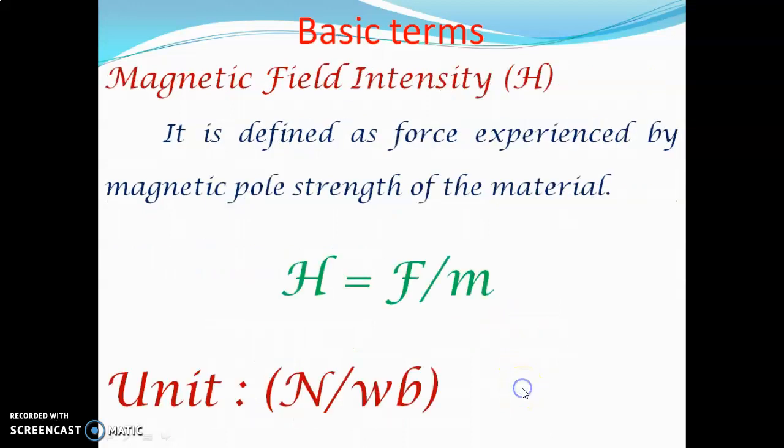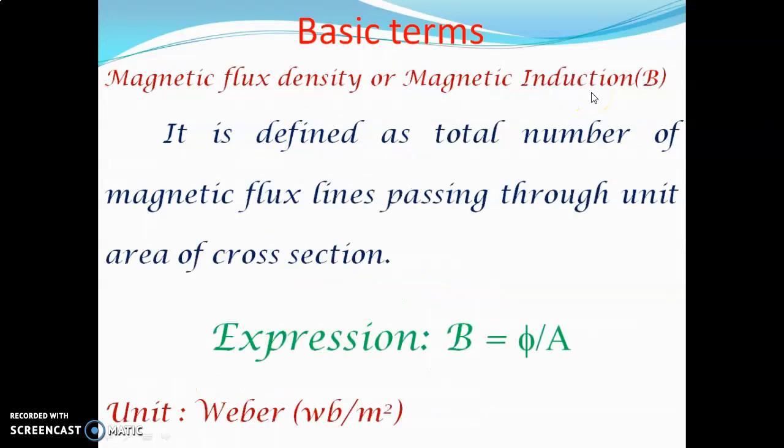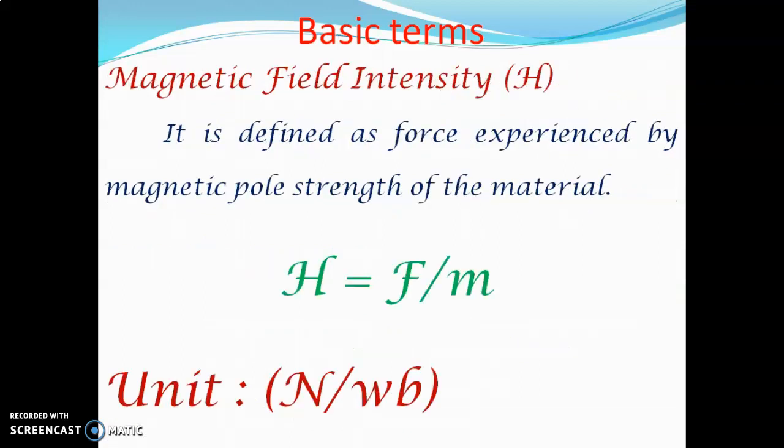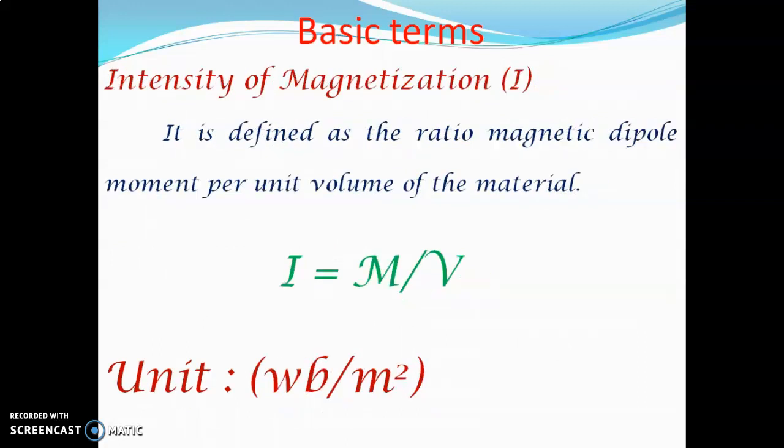Now the magnetic field intensity is the force experienced by the pole strength of the magnetic material. H is equal to F by M. We know the unit for force is Newton and for magnetic pole it is Weber, so the unit is Newton per Weber. This is magnetic field intensity. These are the two very important terms. Magnetic induction is the total number of lines passing through a unit area. Magnetic field intensity is the force experienced by the magnetic pole.